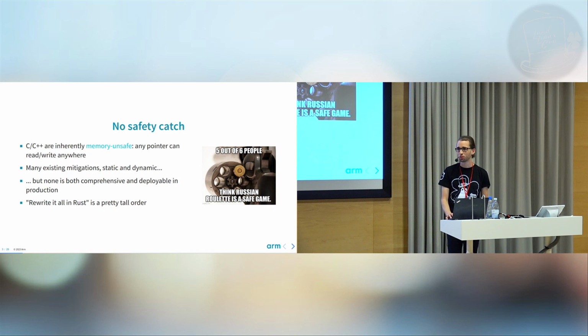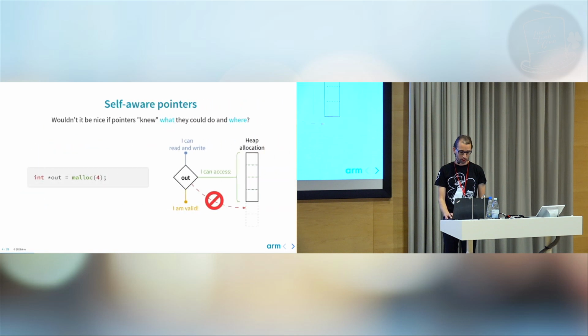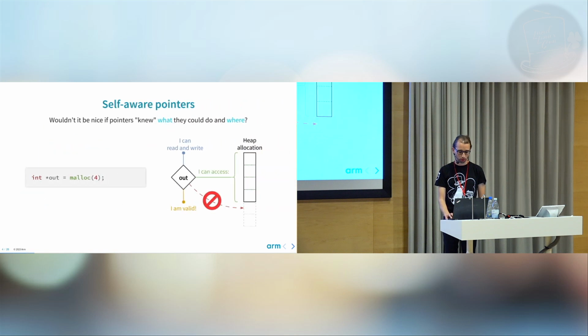Obviously, yes, there is the path of rewriting everything in Rust, and Rust is very nice. I'm not arguing with that, but rewriting all the existing code is pretty tall order, I think. So it's a good idea to explore other ways to make C++ a little bit less unsafe. So really, from the previous example, it kind of makes you feel like it would be kind of nice if pointers kind of knew what they could do and where.